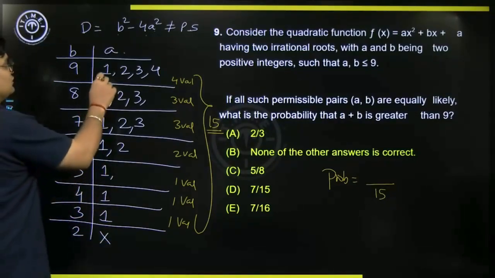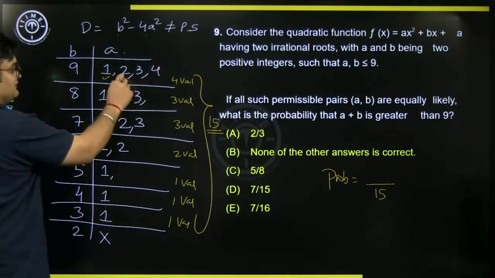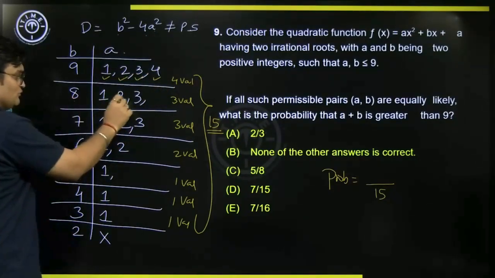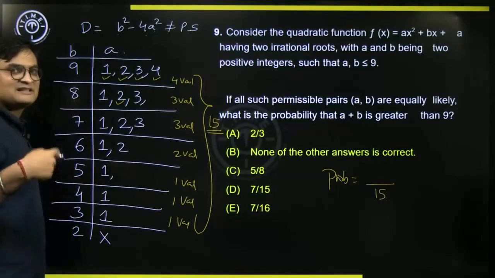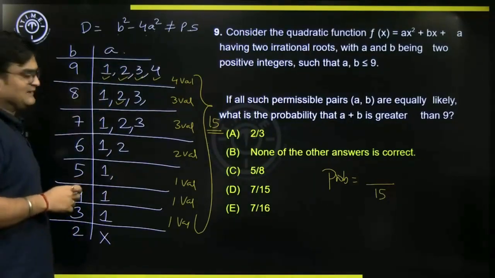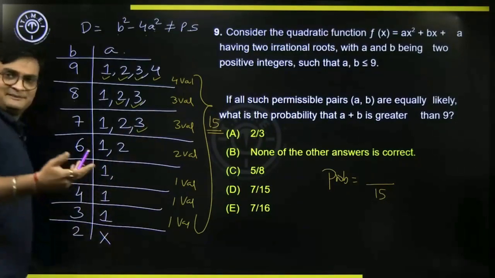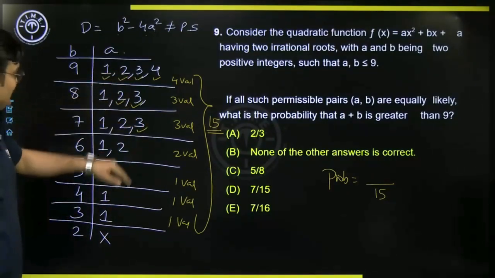Observe. So one case, 9 plus 1 is 10. Second case, third case, fourth case. 8 and 2. 8 and 1 I cannot take because 8 and 1 is 9. I want more than 9, greater than 9. 8 and 3, yes. 7 and 3. That's it. So we have 1, 2, 3, 4, 5, 6, 7.